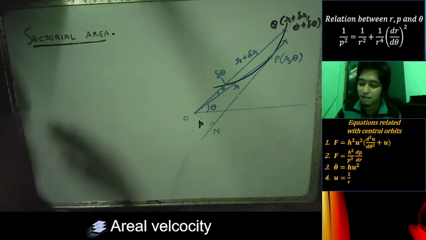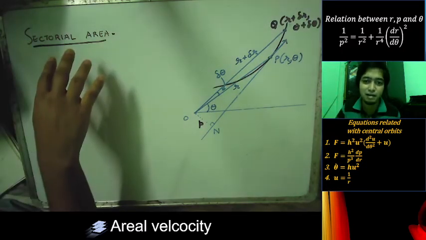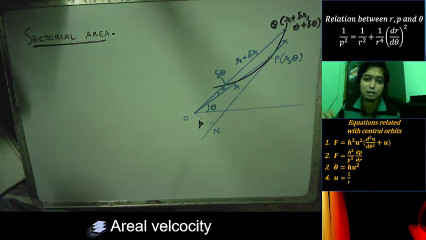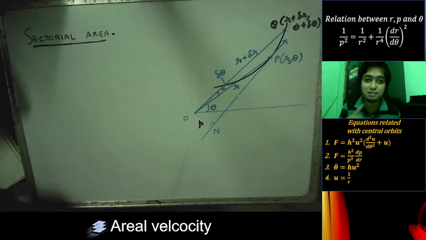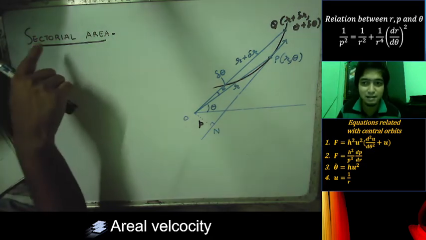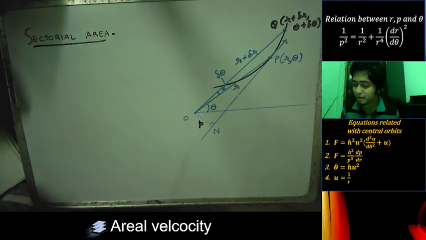Today we will learn something about sectorial area, and then we will learn something about areal velocity, and also a very important theorem which states that the areal velocity is always constant. All right, so let us just go ahead with it. But first, let us just understand what sectorial area is.